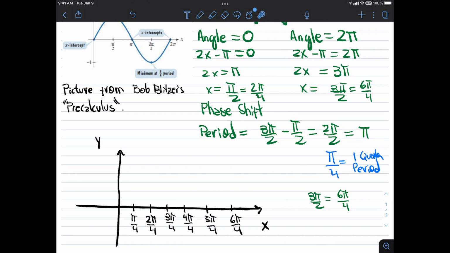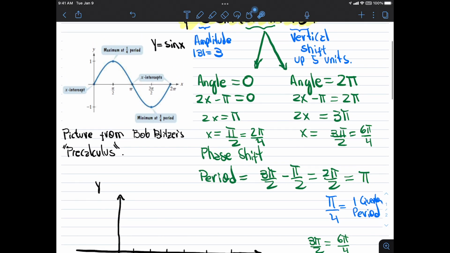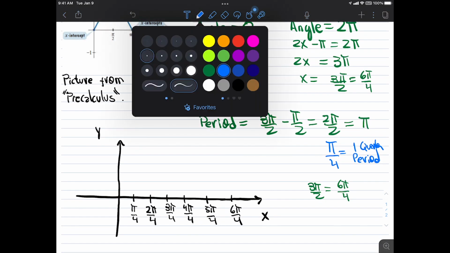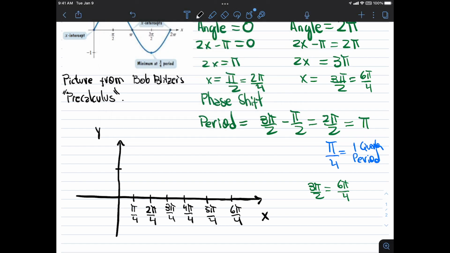The other important thing, they come from the vertical shift of 5 units and the amplitude of 3. So the vertical shift of 5 units, put like a 5 over there. And since the amplitude is 3, I have to also notice 8, which is 5 plus 3, and 2, which is 5 minus 3, because those will be the lowest and the highest points in my graph.